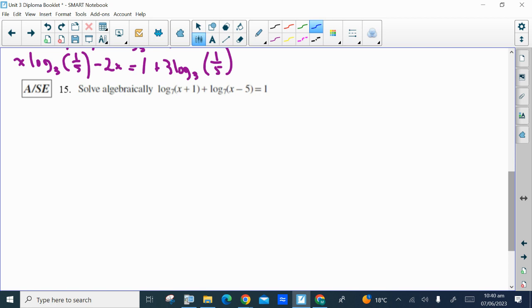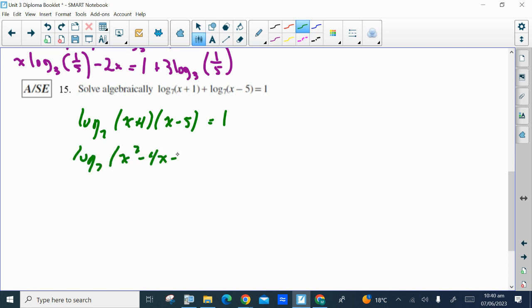So this one has outcomes that make it acceptable as well as standard of excellence. Solve algebraically. So what you want to do, because the left side are both logs with the base of 7, you can combine them using the product law. Because it's the sum of logs, this will be log base 7 of x plus 1 times x minus 5 equals 1. If we multiply out those binomials, we'll get x squared minus 4x minus 5.